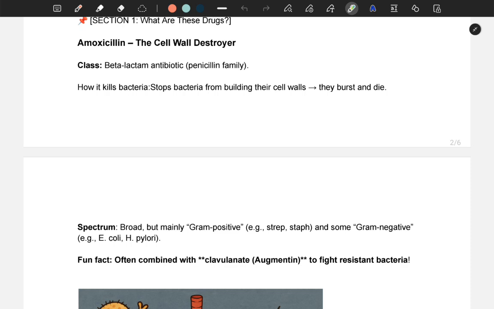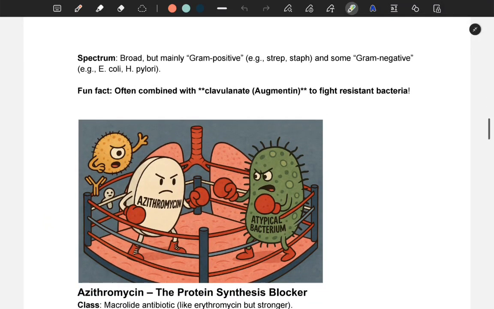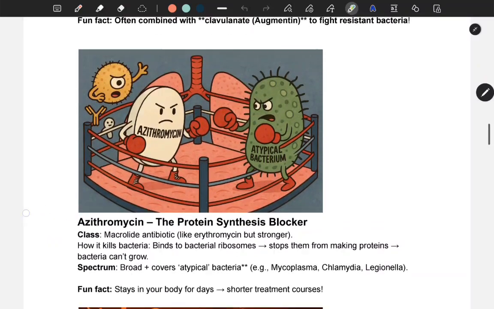First, amoxicillin is a beta lactam antibiotic from the penicillin family. It kills bacteria by inhibiting their cell wall synthesis, so the bacteria burst and die. These are broad spectrum antibiotics. They mainly work on gram-positive bacteria like Streptococcus and Staphylococcus, and somewhat on gram-negatives like E. coli and Helicobacter pylori, but mainly it is gram-positive. A fun fact is that amoxicillin is often combined with clavulanate to fight resistant bacteria.